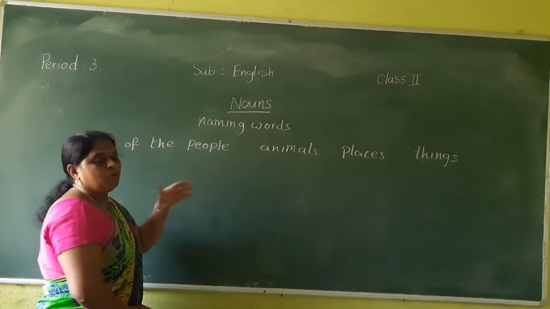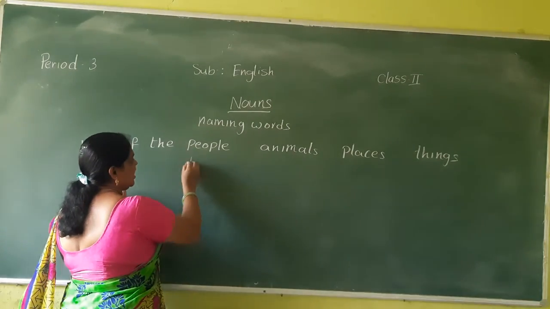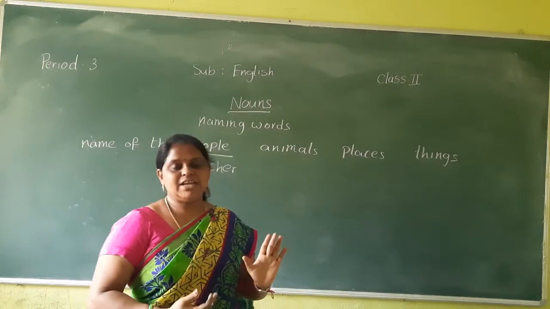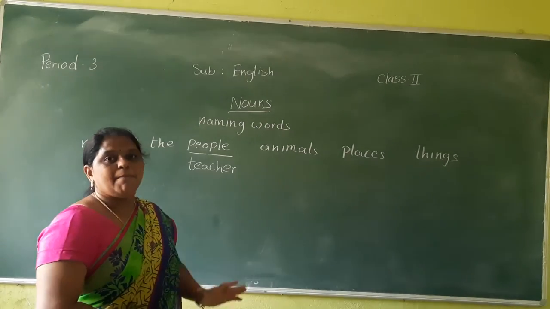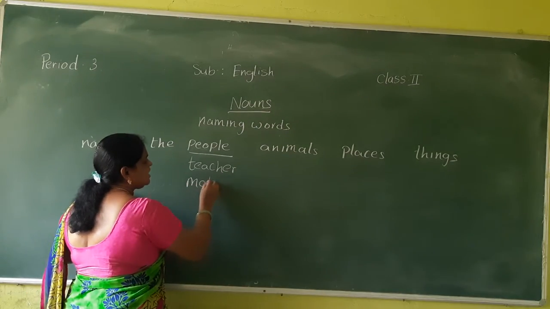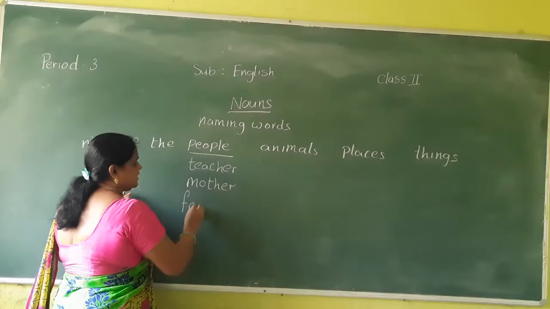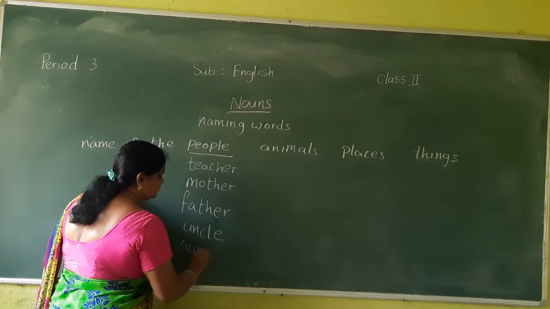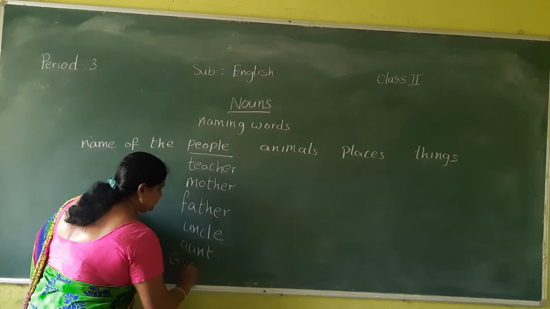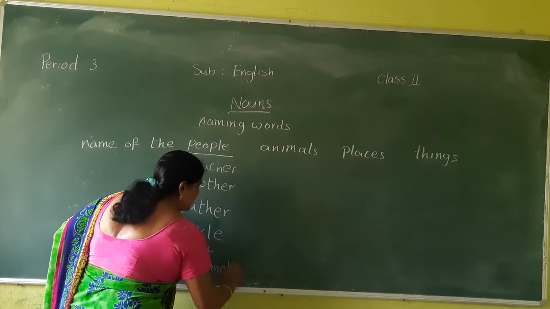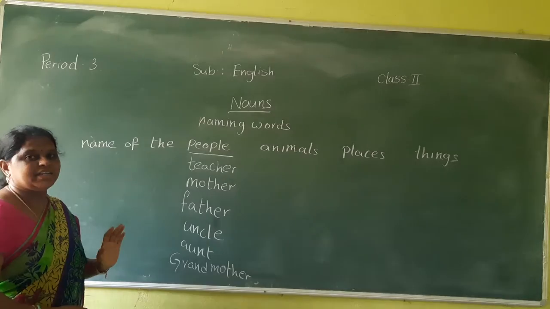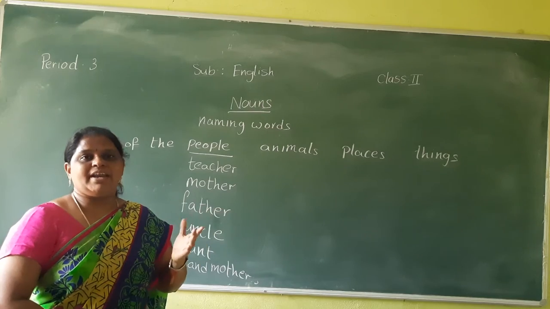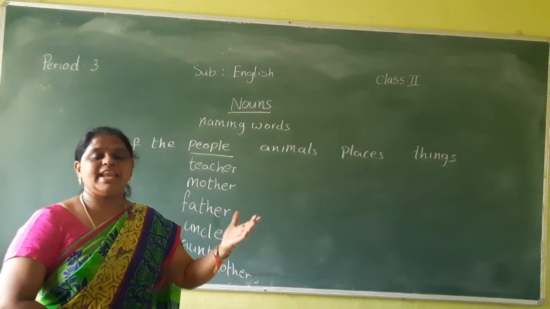So, what are the people names? Who am I? You said, I am a teacher. I am the teacher. I am a person. My name is Mr. Nehru, teacher. We call ma'am. Yes or no? So, I am the teacher. Teacher is a person. Mother. You said mother. In front of your mother is a father. Mother, father, uncle, aunt, grandmother, grandfather, grandparents, nurse, doctor, engineer. Okay, so you are an old man, boy, girl. These are all the names of the people.